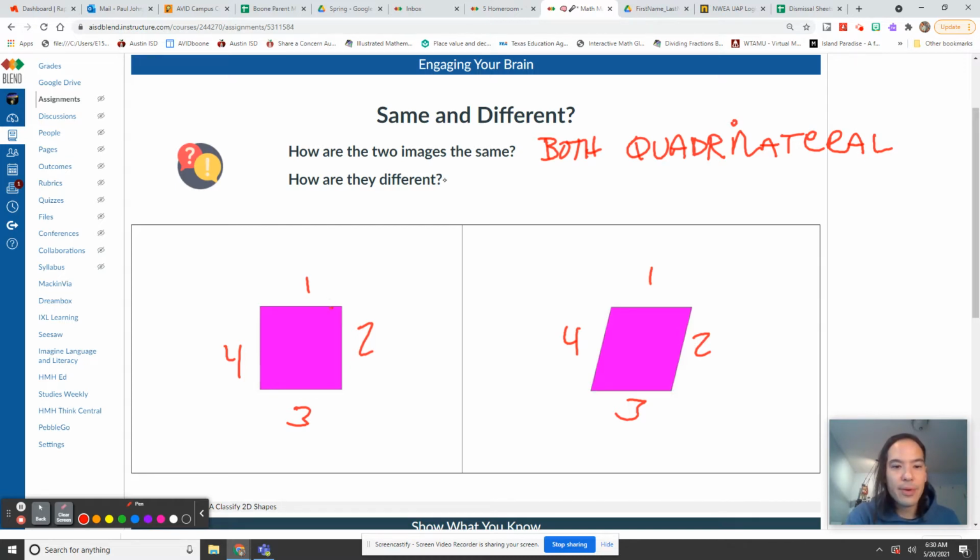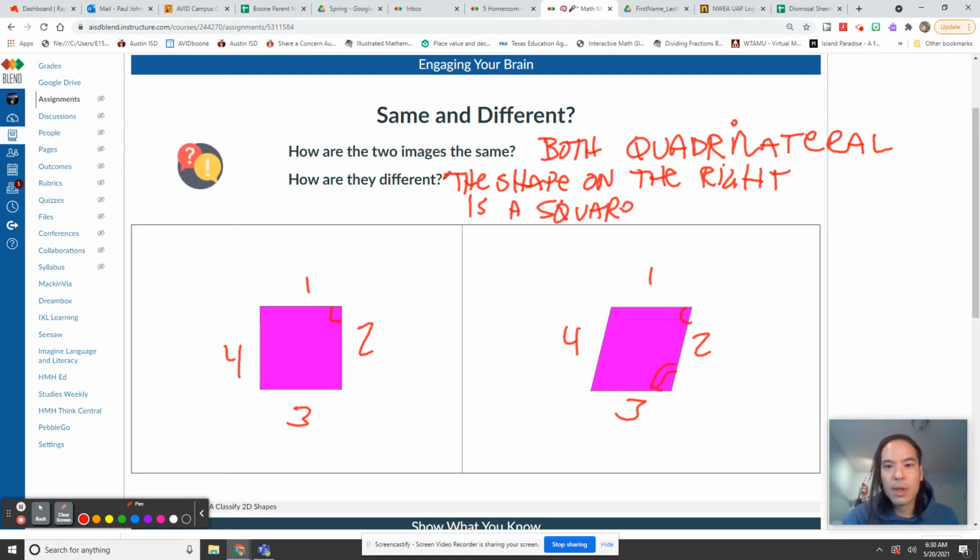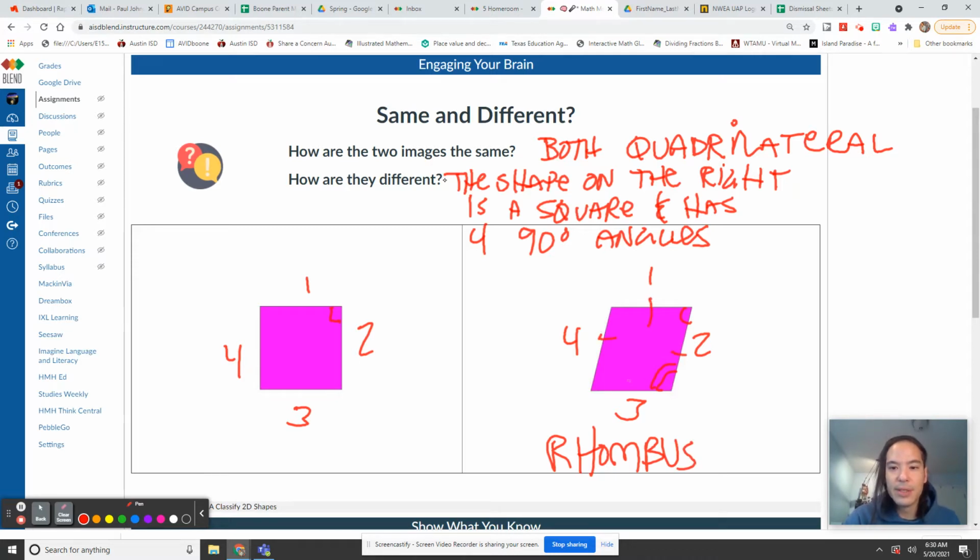All right, and how are they different? Well, we have 90-degree angles over here, and then we have an acute and an obtuse angle over here. So how are they different? The shape on the right is a square and has four 90-degree angles. That means this one's a rhombus because it does not have four 90-degree angles and it looks like all four sides are congruent. So just some review on quadrilaterals.